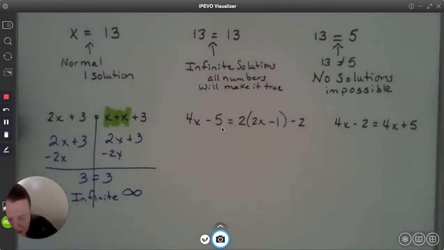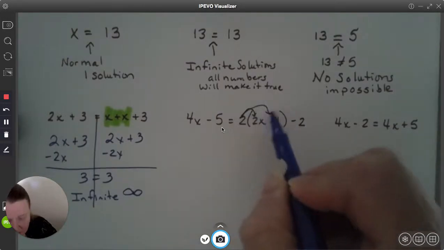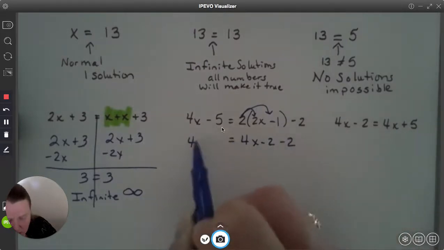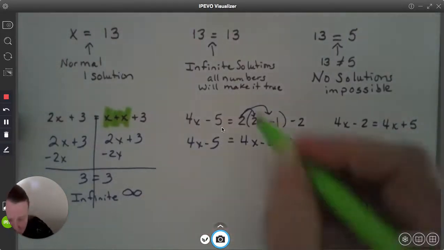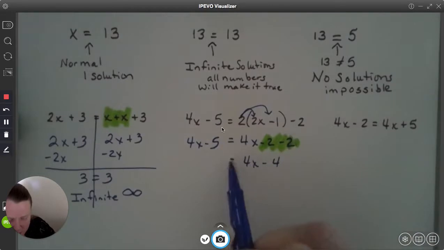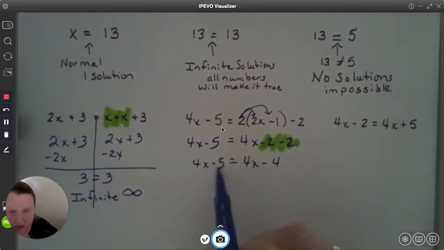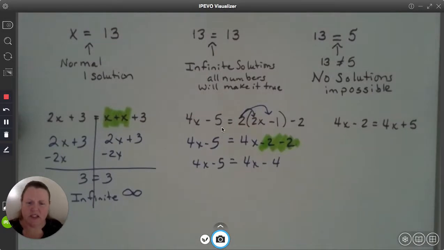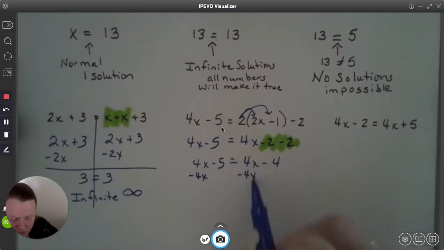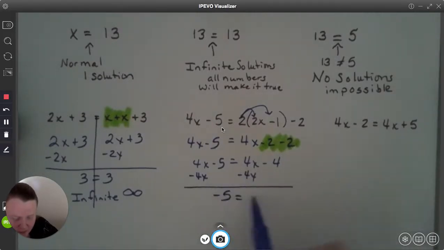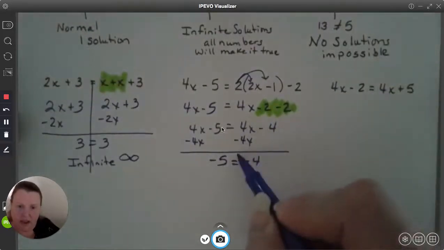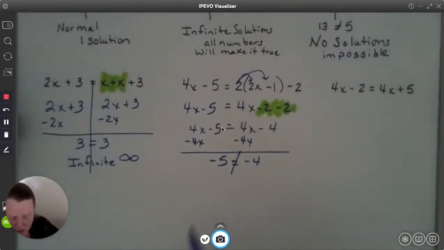The first thing I would do is the distributive property. So that would be 2 times 2 is 4x minus 2 minus 2. And again, I have two terms that are matching, so I would highlight those, and I would now have 4x minus 4 equals 4x minus 5. Some of us at this point can already see that there's going to be a problem. If you don't, that's totally fine. Go ahead and subtract your 4x's from both sides, and you'll be left with negative 5 equals negative 4, which we know is impossible. So I'm going to mark a little line through it, and I'm going to say no solution.